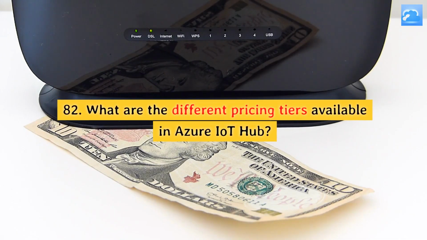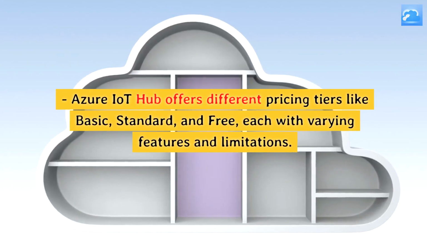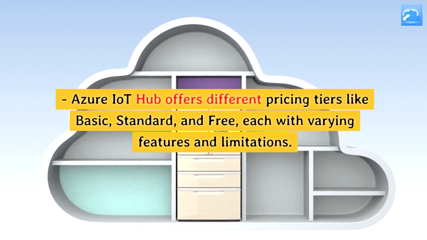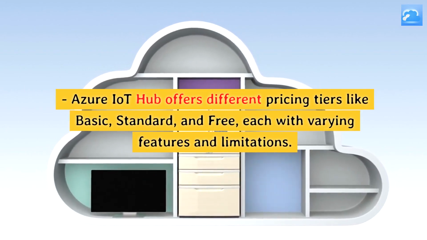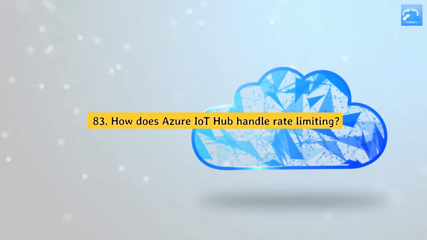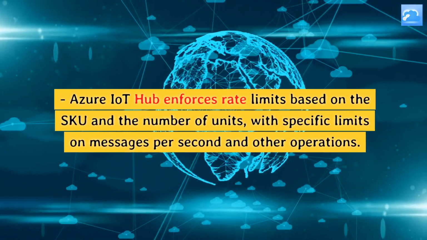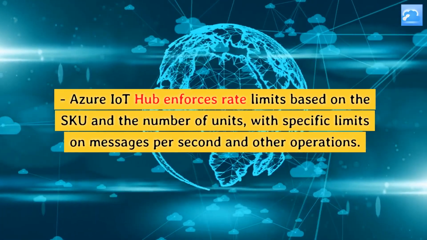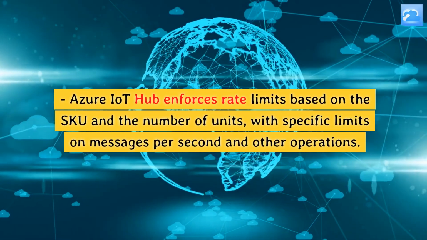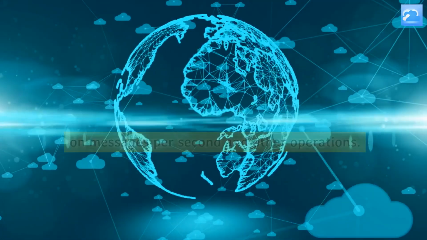82. What are the different pricing tiers available in Azure IoT Hub? Azure IoT Hub offers different pricing tiers like Basic, Standard, and Free, each with varying features and limitations. 83. How does Azure IoT Hub handle rate limiting? Azure IoT Hub enforces rate limits based on the SKU and the number of units, with specific limits on messages per second and other operations.